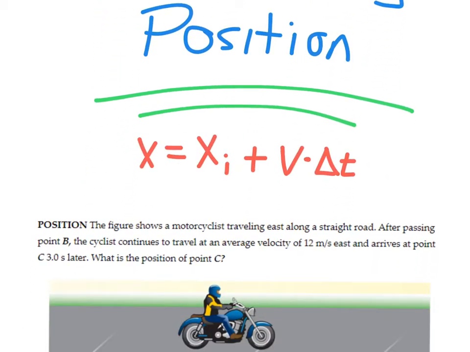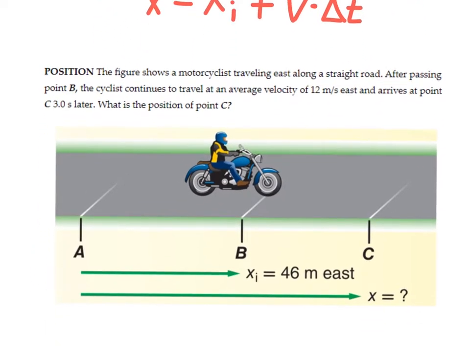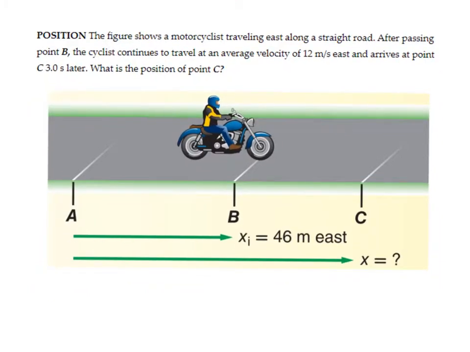Now let's check the problem. This is the problem. It's about a motorcyclist. It says the figure shows a motorcyclist traveling east along a straight road. After passing point B, the cyclist continues to travel at an average velocity of 12 meters per second east and arrives at a point C 3 seconds later. What is the position of the point C?